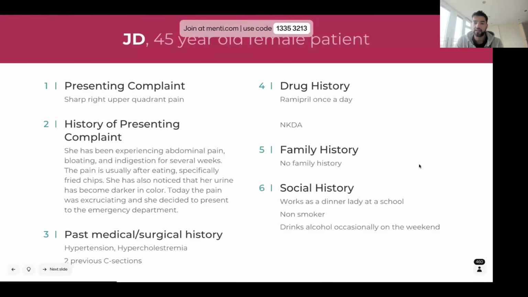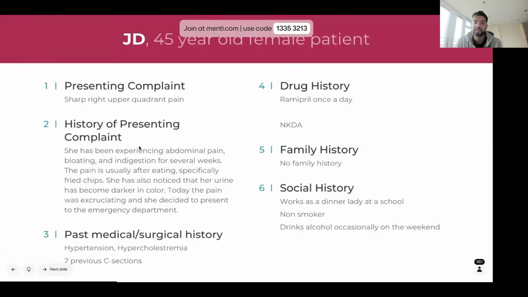So let's break down the information that we've got. Okay. So we've got a 45-year-old female patient. And the main thing that she's come in with is abdominal pain, so tummy pain. And specifically her pain is in the right upper quadrant. So it's in the right side of the tummy on the upper part just below the ribs. That's the area that we call the right upper quadrant.